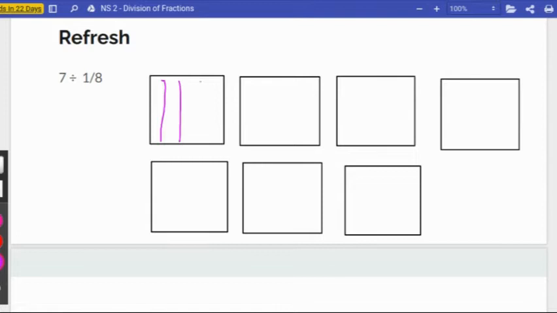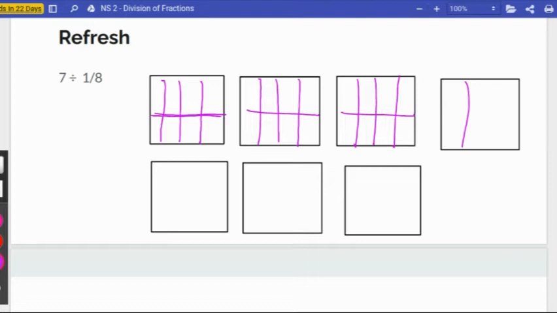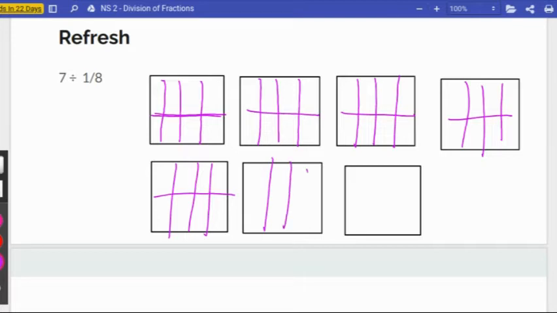So I'm going to do 4 this way and then divide it in half that way so that I don't have to do quite so many lines all the way across. So each of those pieces now represents 1/8 of the whole. And I just need to count up how many of them there are. So there are 1, 2, 3, 4, 5, 6, 7, 8 in each of these wholes.